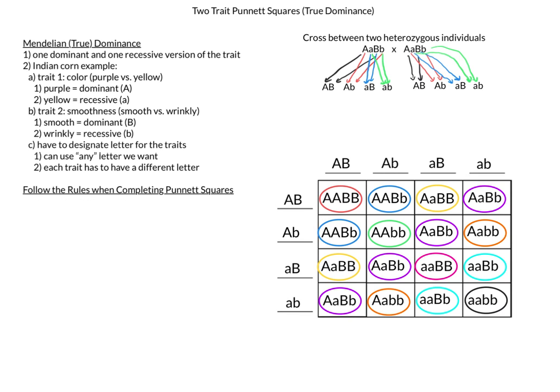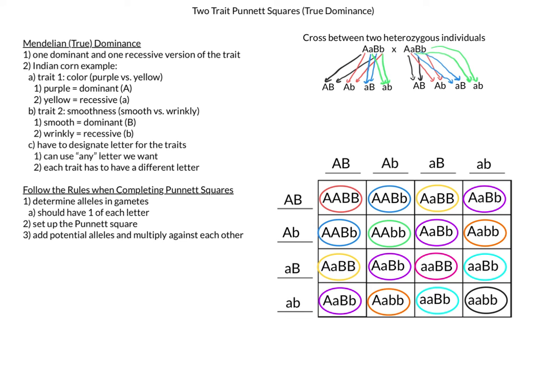Make sure that as you go through and complete Punnett squares that you follow the basic steps. Figure out what alleles can be passed by each member. Remember to make sure that you get one of each letter in each gamete. Set up the Punnett square, multiply each set of alleles against each other, and note again here, you want to have 4 letters once they're multiplied together. Then complete the genotypic and phenotypic ratios. This concludes a video covering how to complete 2-trait Punnett squares for autosomal traits with Mendelian or true dominance.